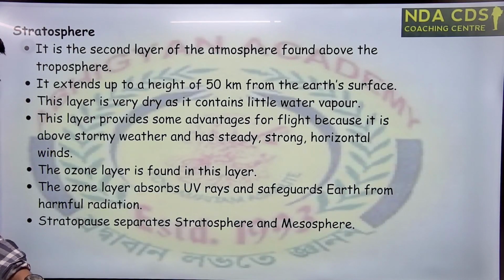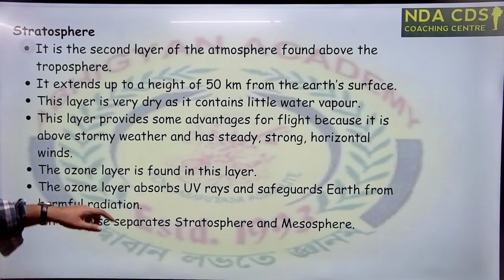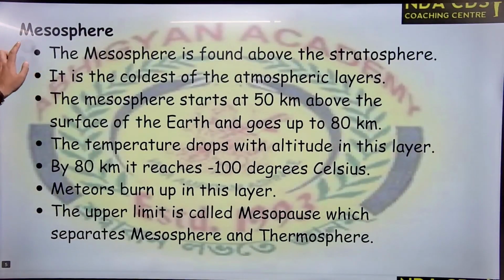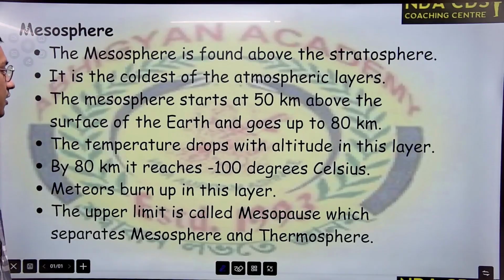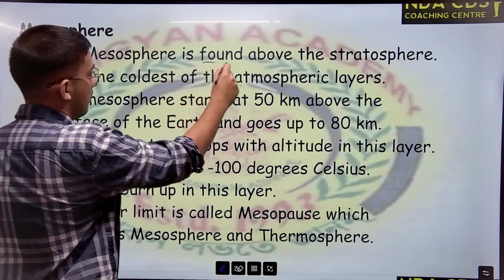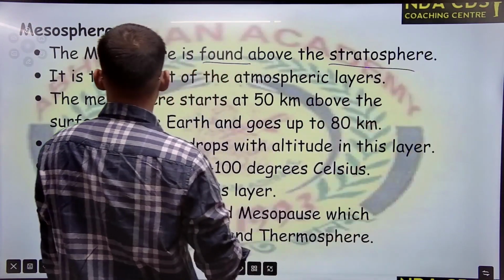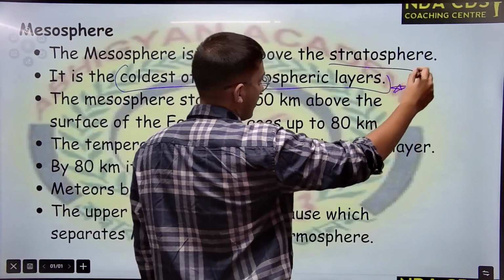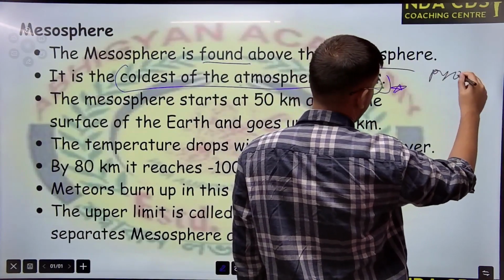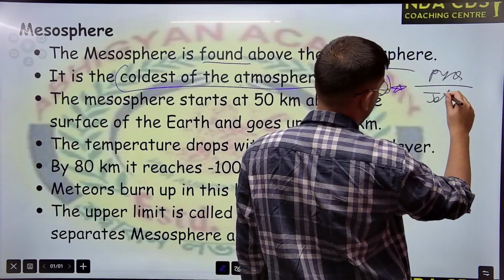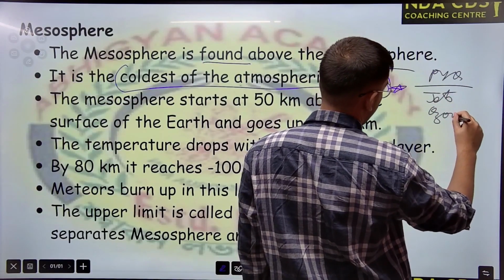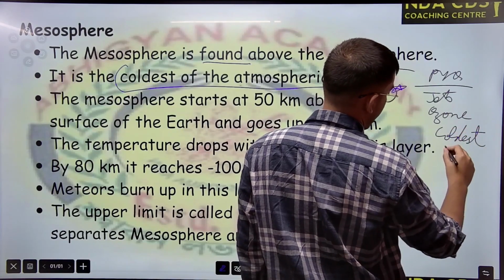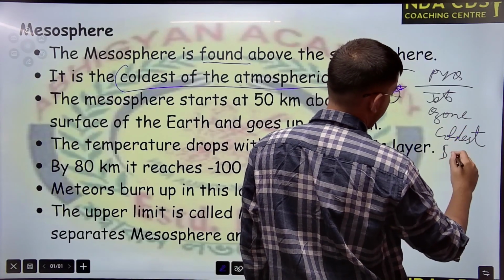Now we come to the third layer, that is your mesosphere. The mesosphere is found above the stratosphere. It is the coldest of the atmospheric layers. Again, it's very important. Again, all these are PYQs. Where do jets fly? Where is ozone? Which one is the coldest? Where do we find satellites?